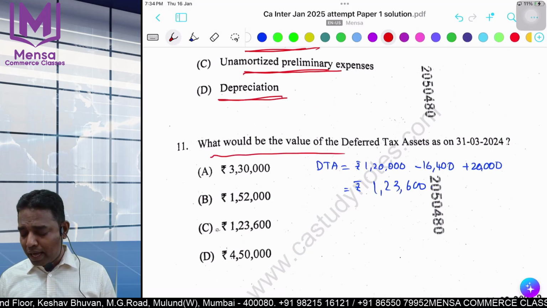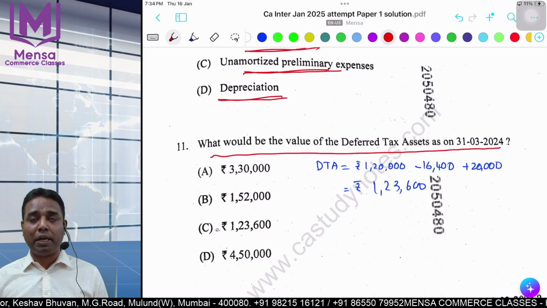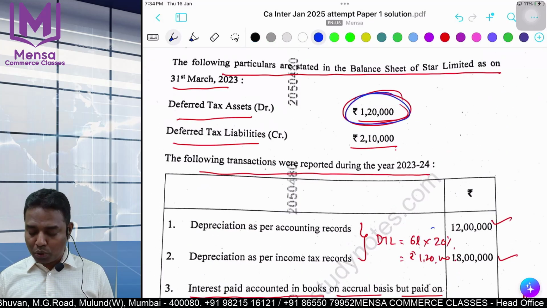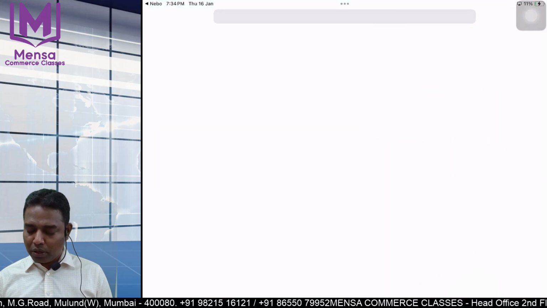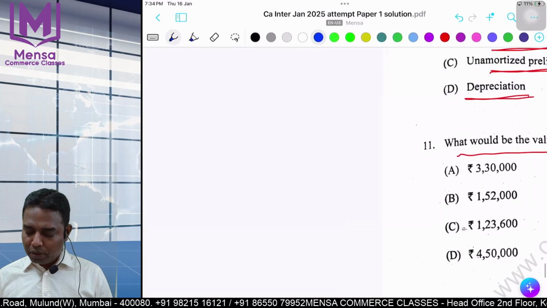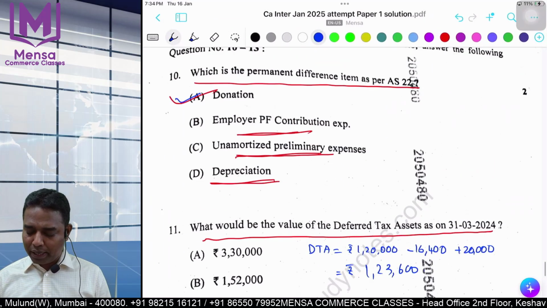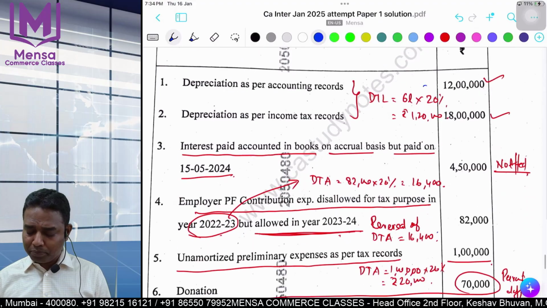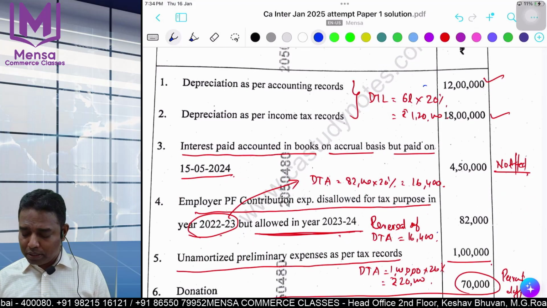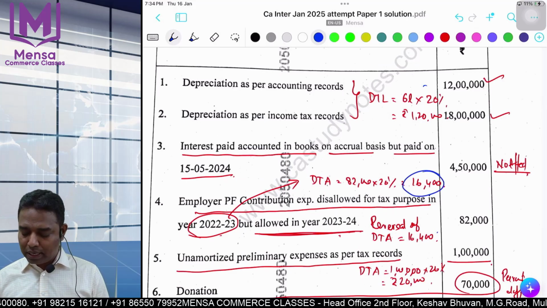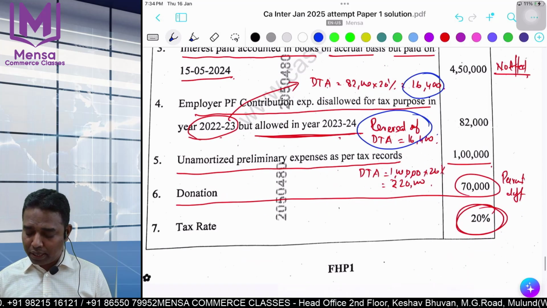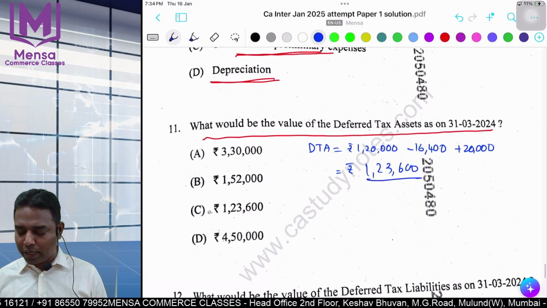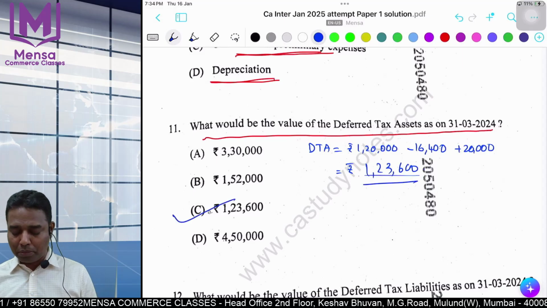Next, what would be the value of DTA on 31st March 2024? What was the balance we already had? 1,20,000 balance we already had. So to that you will be adding 1,20,000. To that 1,20,000 you will be adjusting the 16,400, which is the reversal case. So 1,20,000 minus 16,400 and plus 20,000 unamortized you will add. If you see the net effect, that will come to 1,23,600. That is your option number C.